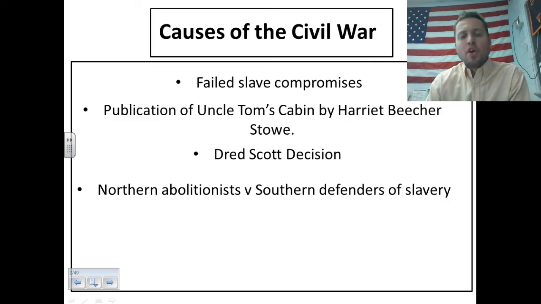Next one, Northern abolitionists versus Southern defenders of slavery. You have Northern abolitionists like John Brown who tried to get rid of slavery with a slave revolt at Harper's Ferry. And then you have Southern defenders of slavery like Preston Brooks, who beat Charles Sumner with a cane for critical remarks about slavery.